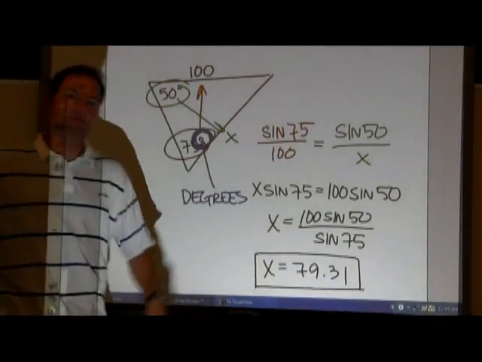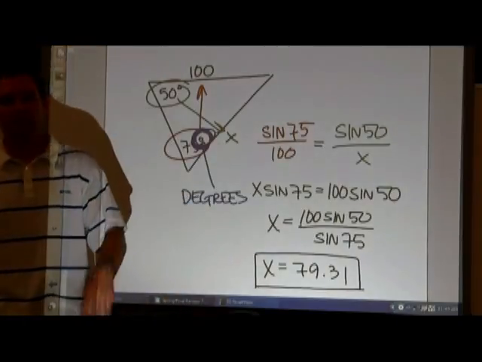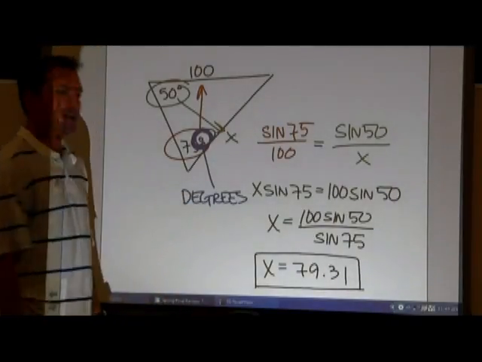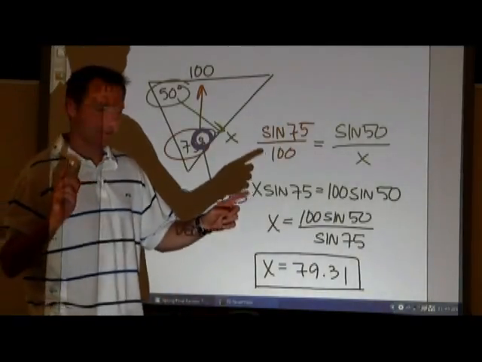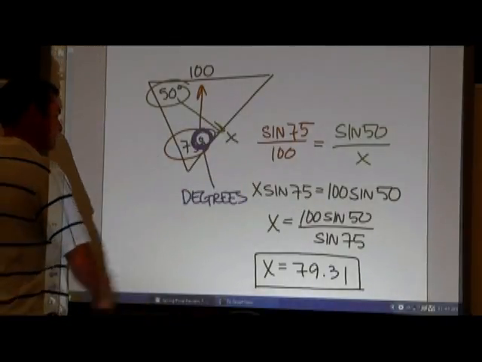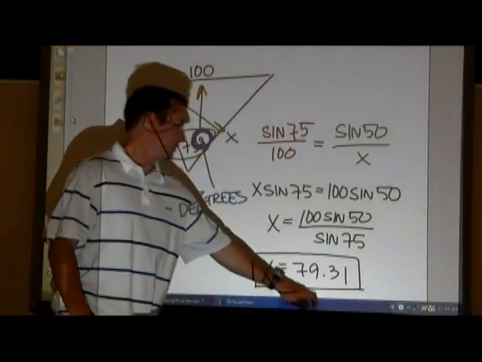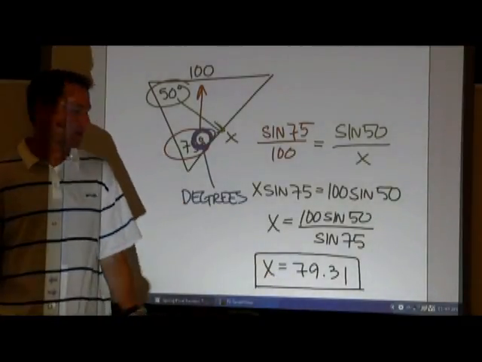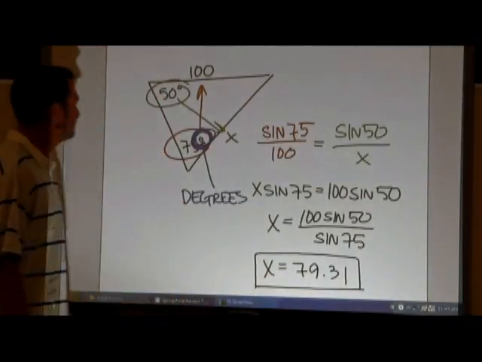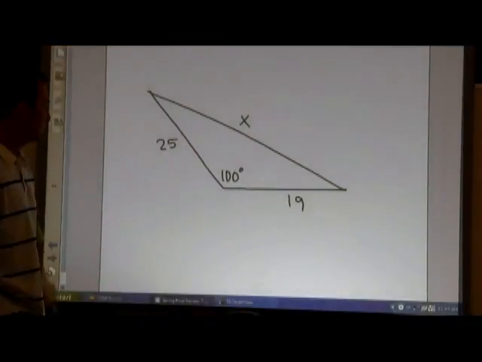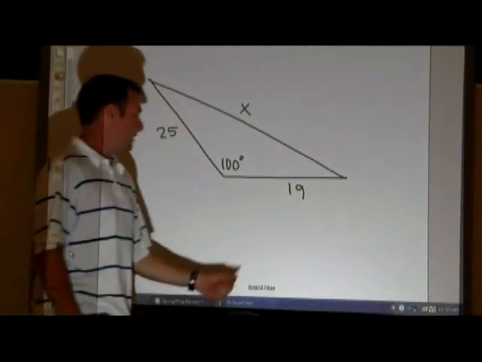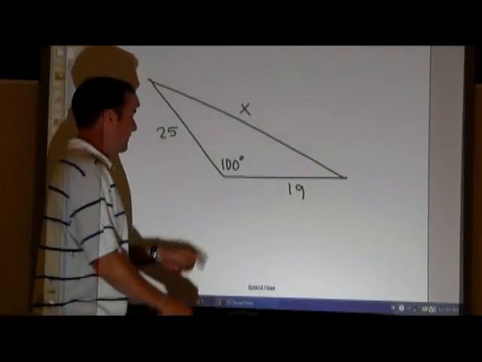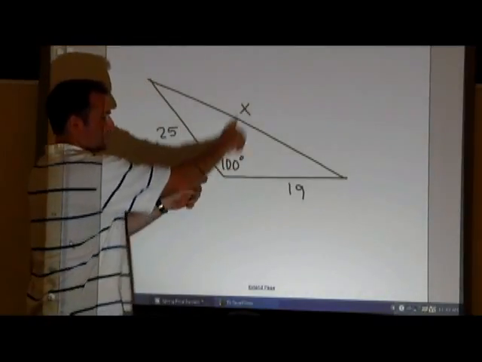So the problem tells you which mode to be in. If the problem's in degrees, push calculator degrees. If the problem's in radians, push calculator radians. If you don't like switching your calculator, then just convert your answers. But you got to match it up. So multiple choice test, the choice is going to be based on a degree calculation. You got to get your 79.31.